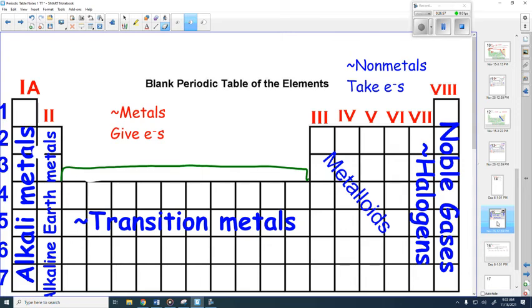So, if I were to ask you, hey, what family is strontium in? You would say what? Alkaline earth metals. That's right. Strontium's element number 38.